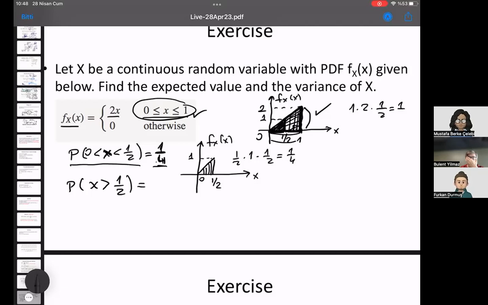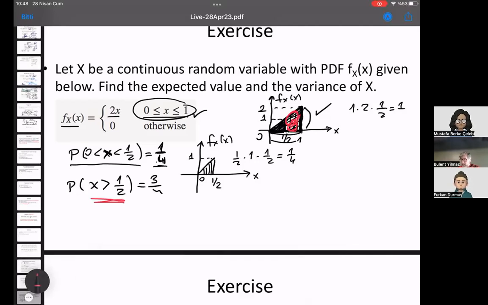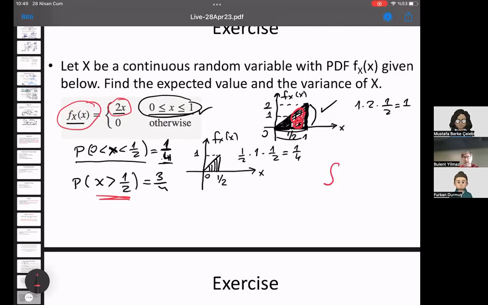What's the probability of x greater than 1 over 2? 3 over 4. 3 over 4, right? So this is the remaining part. So this part is about x greater than 1 over 2, right? So I should be focusing on the probability density function, the function itself, and draw it if possible, if it is easy to draw. If it is not easy to draw, then deal with the integration.